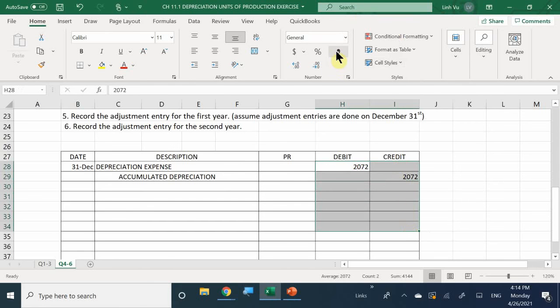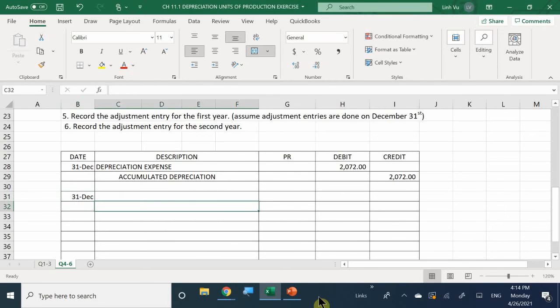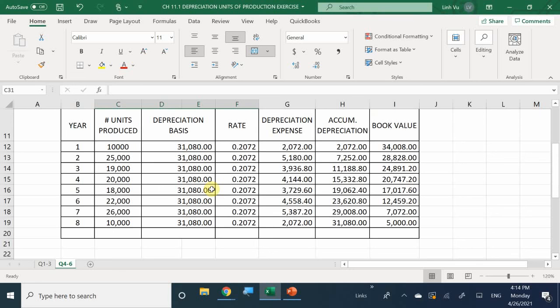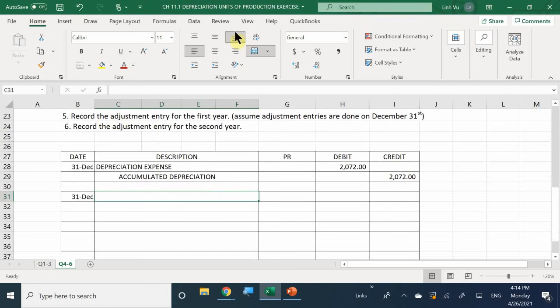What about for the second year? What should my second year adjustment look like? 5,180. Good. Excellent. So your journal's going to look the same, but the number is going to be 5,180.